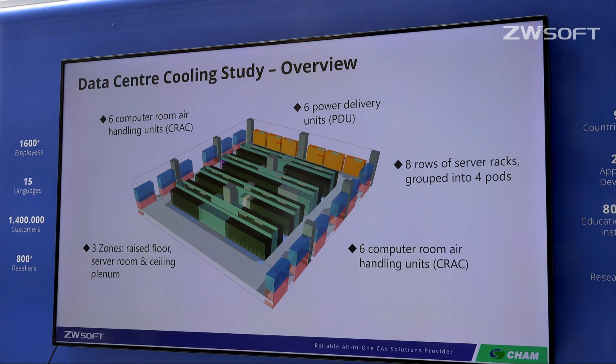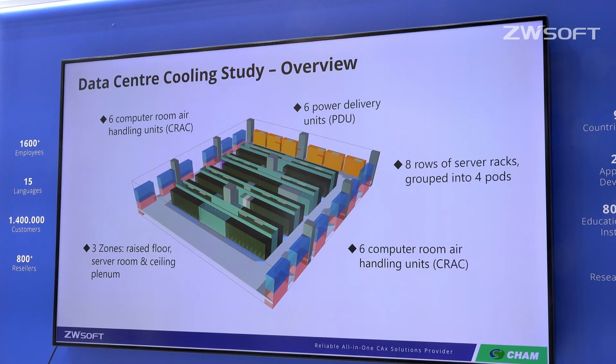This is typically known as hot aisle containment, which is a technical term in the data center area. So the other components in this room around the edges we see in blue and red are air handling units, sometimes also referred to as computer room air handling units or CRACs. And there are also power delivery units shown in orange on the rear wall.